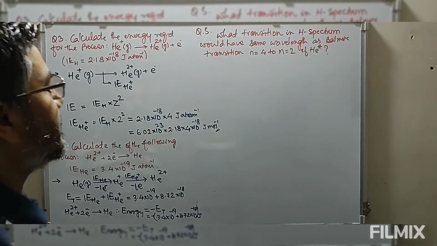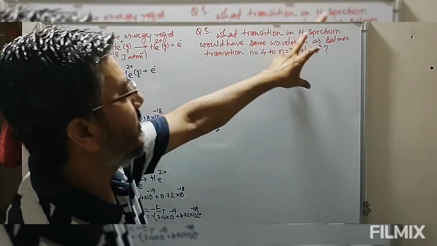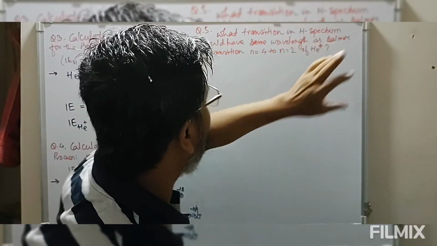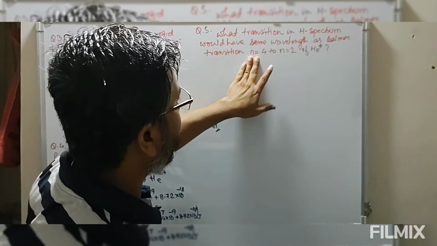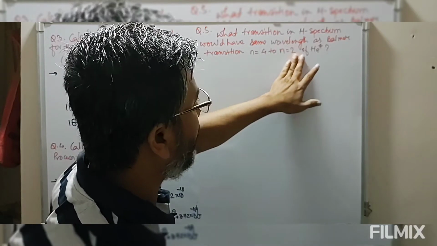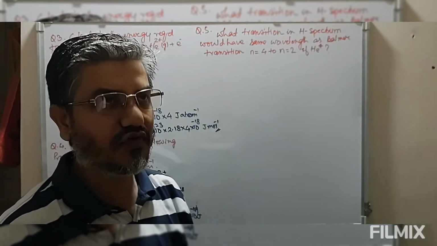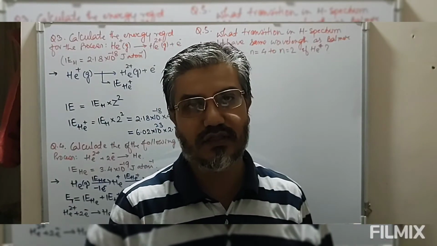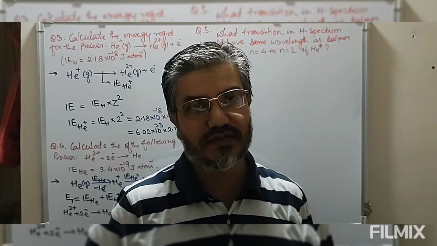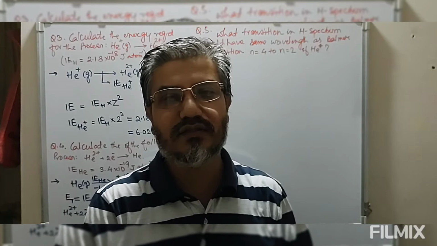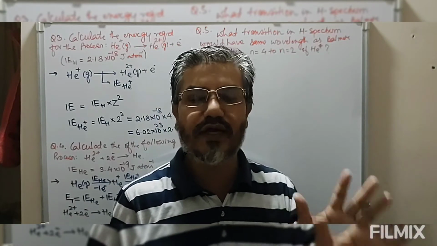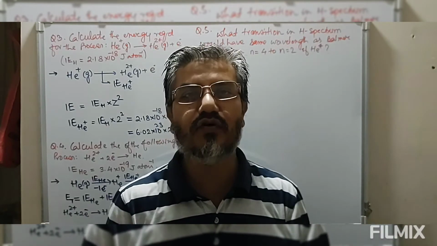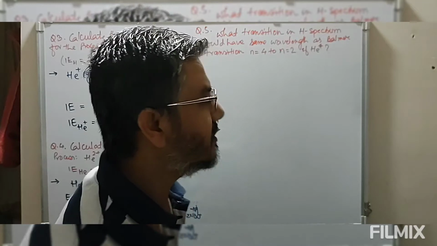So the next problem says, what transition in hydrogen spectrum would have the same wavelength as the Balmer transition from n equals 4 to n equals 2 of helium plus? Now we have two transitions. One is the transition in helium plus from 4 to the second shell, which has some wavelength. Then again there is an unknown transition in hydrogen from n2 to n1. Both the wavelengths are the same. Then what should be the values of n1 and n2 of the hydrogen atom?